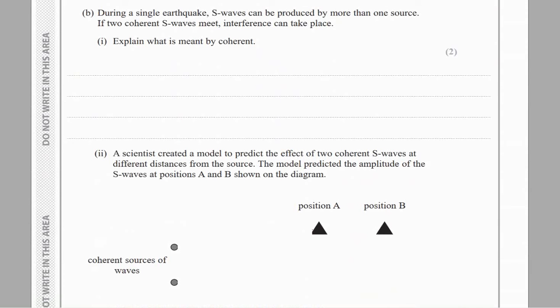Part B of the question says, during a single earthquake, S waves can be produced by more than one source. If two coherent S waves meet, interference can take place. Everybody just focus on coherent. And the question says, explain what is meant by coherent. You must have seen this hundreds of times. Coherent has 2 points. One is the same frequency and the second is a constant phase relationship. But how do you construct your answer with the proper grammar? Coherent waves have the same frequency and a constant phase relationship.